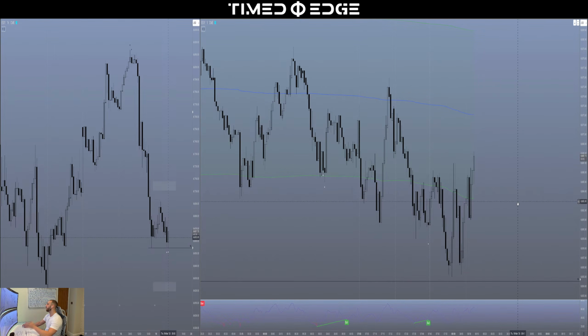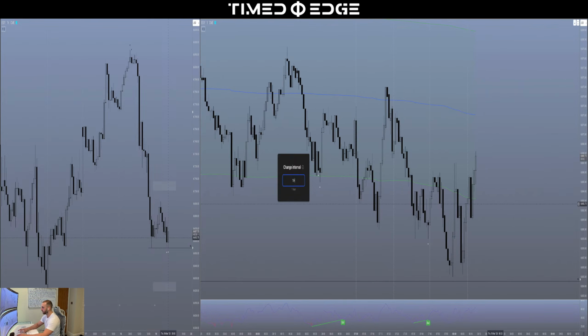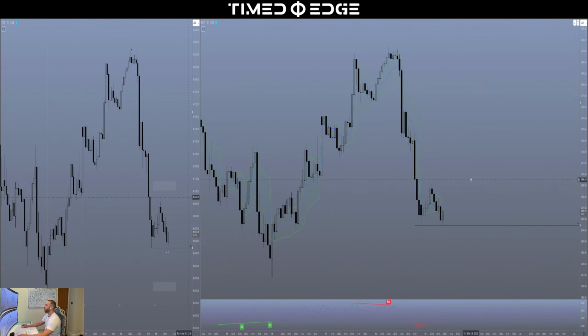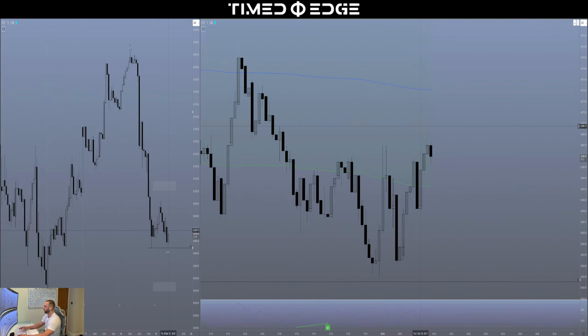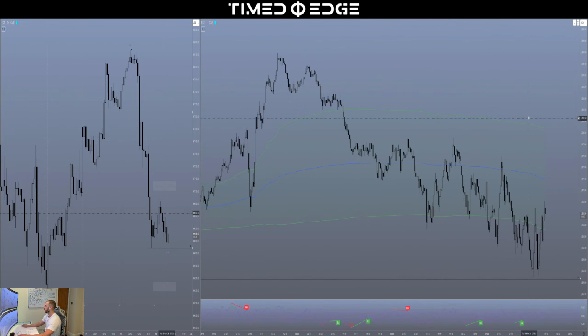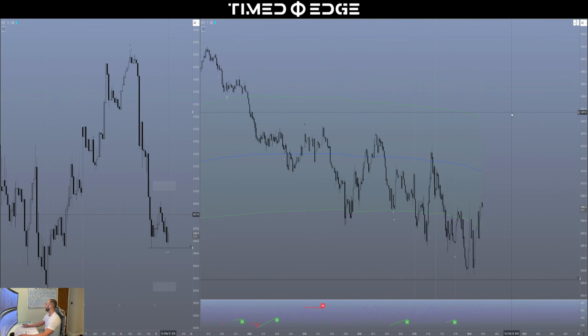Okay, so maybe the weekly cycle is actually working here, because NQ did take the low. NQ did take the low. The cracks in correlation have not been working though.